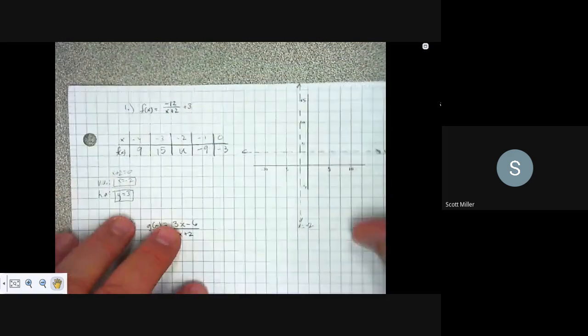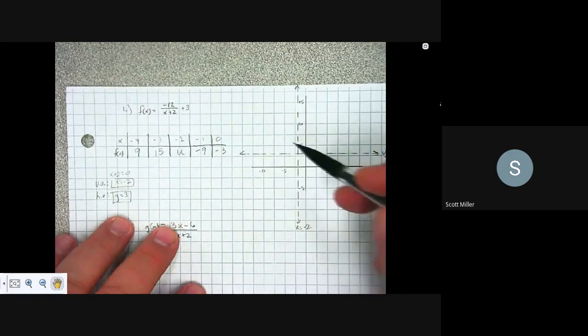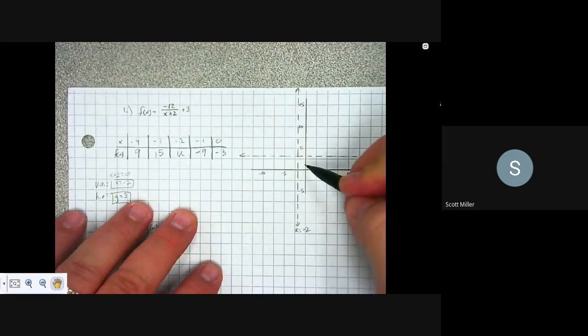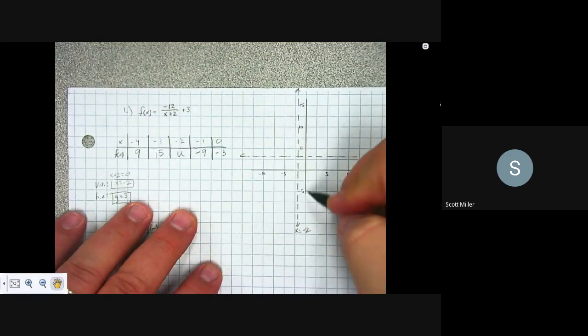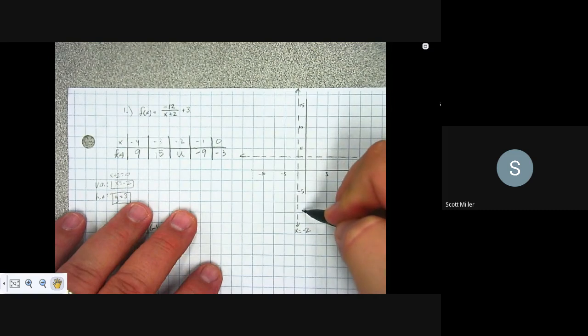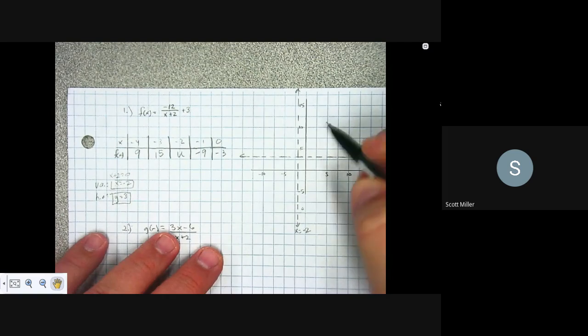And so there are my 4 pieces, and I'm going to use my table to help me figure out where these numbers are going to go. At negative 1, we're at negative 9. So this is negative 10 right here. Negative 2 was the asymptote, and half that distance would be negative 1. So somewhere right about here is negative 9. And then at 0, we're at negative 3.